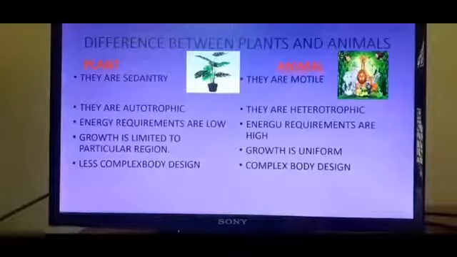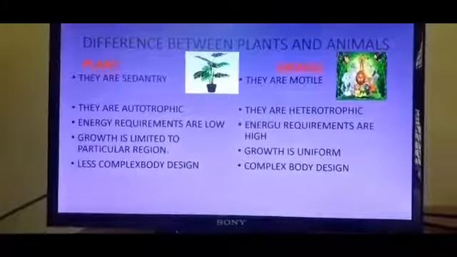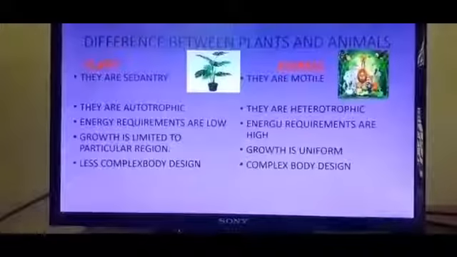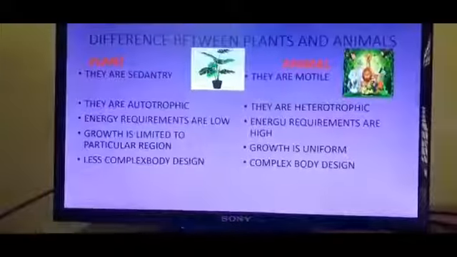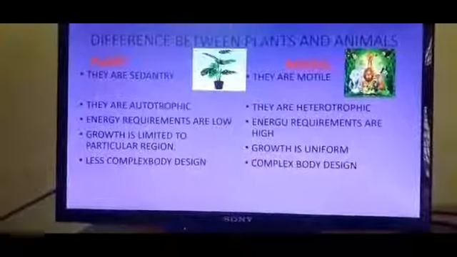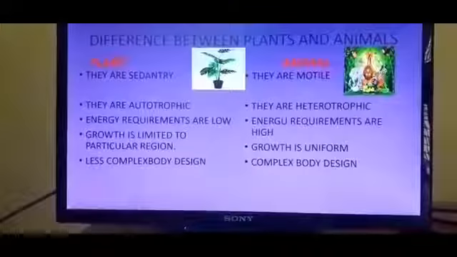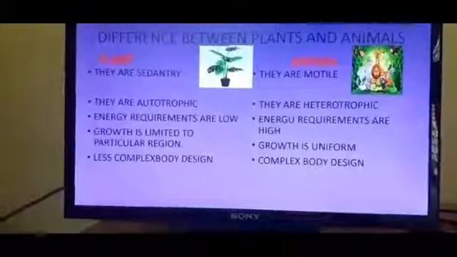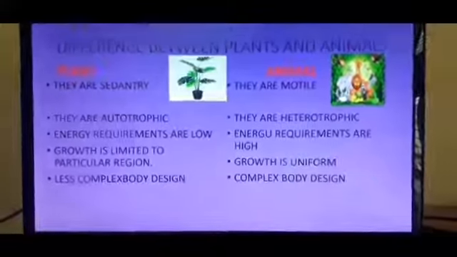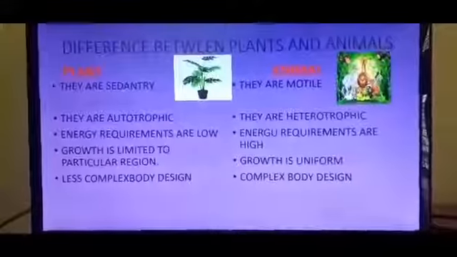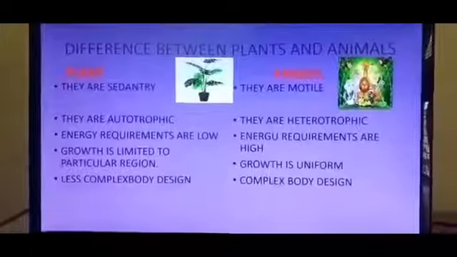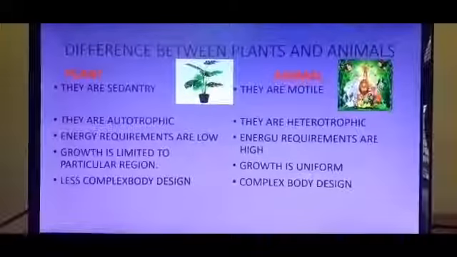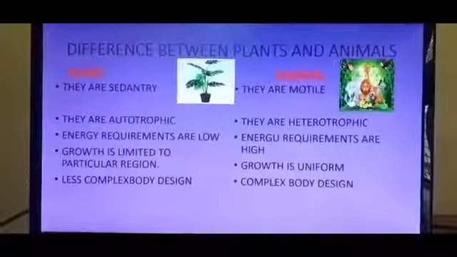Then another most important difference is that plants have a less complex body design, whereas animals have a very highly complicated body design because they have extra and highly advanced physiological functions to perform. So children, you have seen some of the major differences between plants and animals. The two most important differences: plants being sedentary, animals being motile, and plants being autotrophic, animals being heterotrophic.